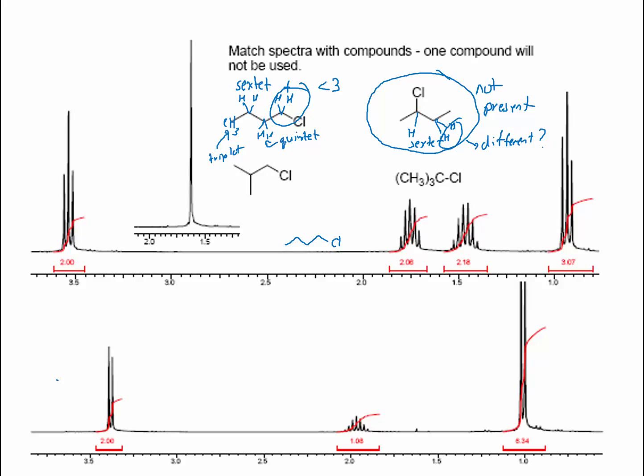All right, in this one, isobutyl chloride, we're expecting our high chemical shift protons to be a doublet, no net, and these methyl groups all together to be a doublet.